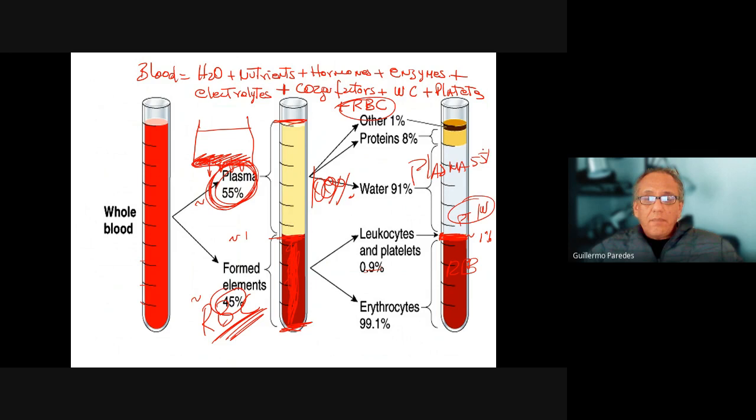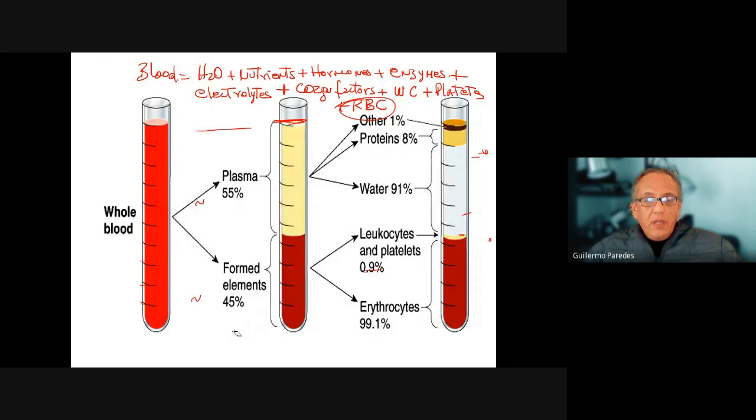All right, so now here we have one word that you need to remember that is called the hematocrit. The hematocrit. The hematocrit is the percentage of red blood cells in the blood. So what is the hematocrit here? Hematocrit is 45%. That is what we call hematocrit. Hematocrit is the percentage of red blood cells that represents the whole volume of the blood.